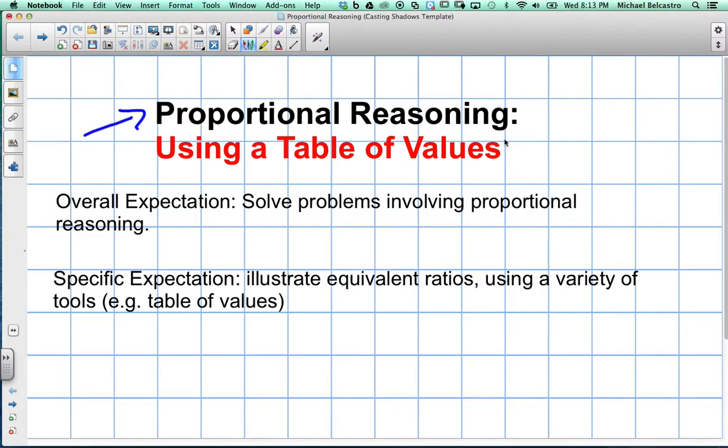We're going to be looking at proportional reasoning, and the method we'll use to solve this question is a table of values. The overall expectation is to solve problems involving proportional reasoning, and the specific expectation is to illustrate equivalent ratios using a variety of tools in this example table of values.